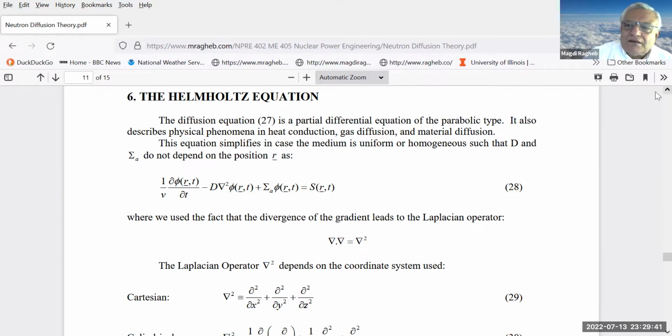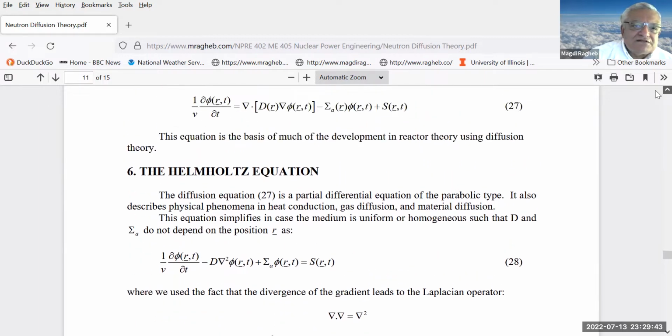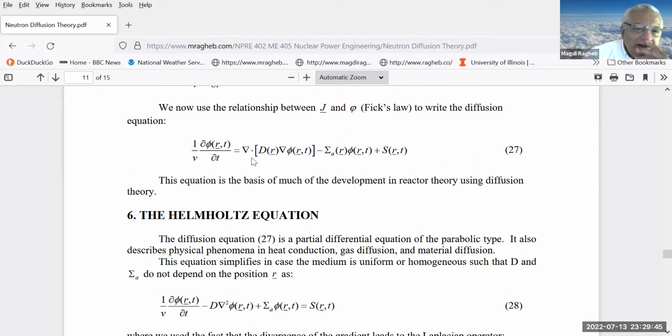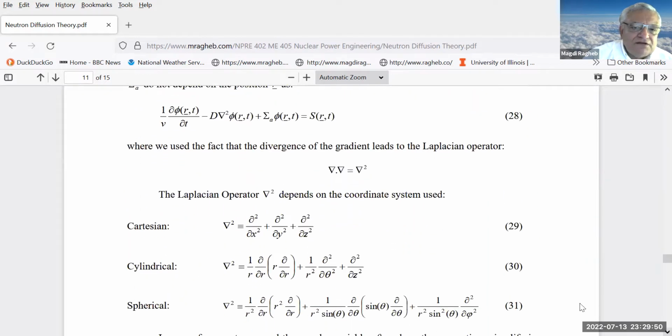When we took the D as a constant in Fick's law, we ended up with the divergence of the gradient, and this is the very famous Laplacian operator. So what do we end up with? We end up with a second order partial differential equation that is also a function of time.